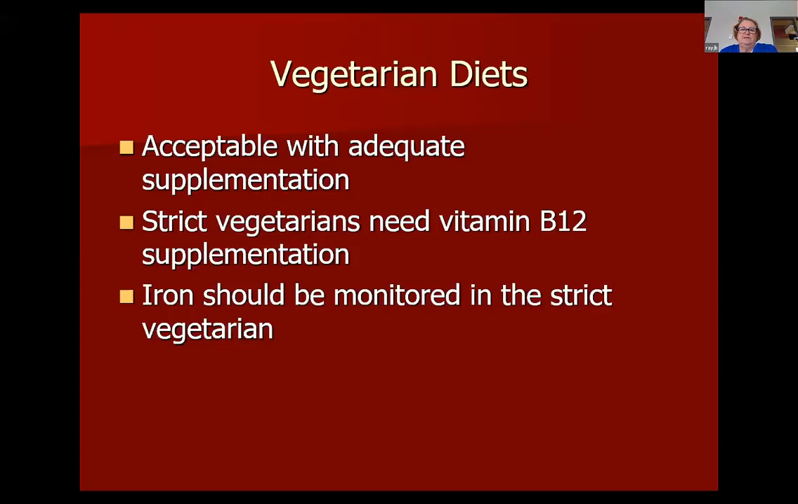So basically vegetarian diets are okay. Strict vegetarians do need some vitamin B12. And if they're going to be strict vegetarians, we also need to make sure they're on some type of iron, particularly adolescent females who are starting to menstruate. If they're not going to have it in their diet, they should have a multivitamin with iron. You may not be aware, but multivitamins with adequate iron are very difficult to find over the counter. Sometimes we have to actually write a teenager a prescription for a prenatal vitamin, because that will have at least the amount of elemental iron they need per day.